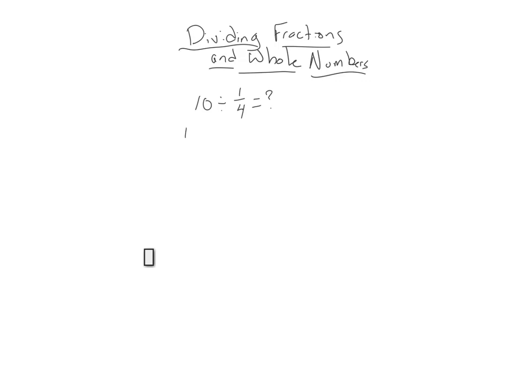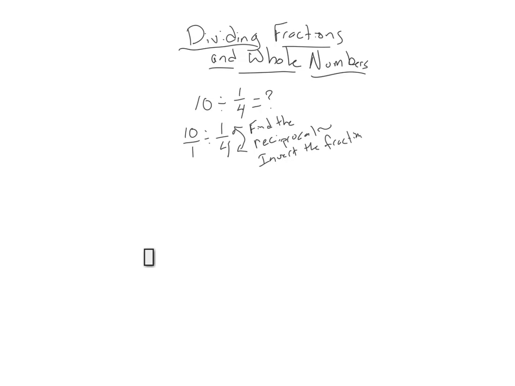Now, what I need to do is I need to rewrite this. I'm going to put 10 as a fraction over 1 and divide by 1/4. Okay, now, when we're dividing fractions, what we need to do is something called finding the reciprocal. Okay, and when we find the reciprocal, it means we actually flip our fraction. So the denominator becomes the numerator and the numerator becomes our denominator. Okay, so we find the reciprocal, or we invert our fraction, and then we multiply.